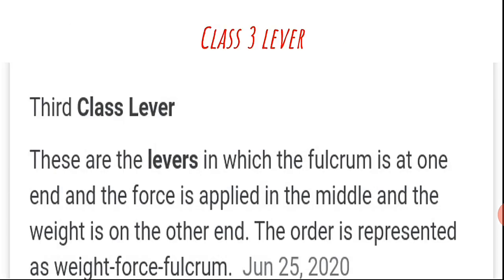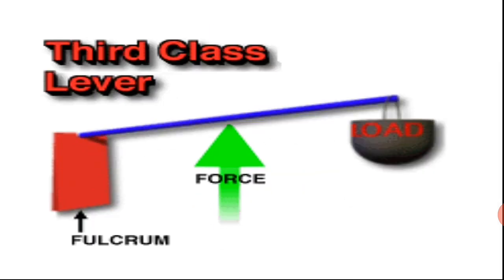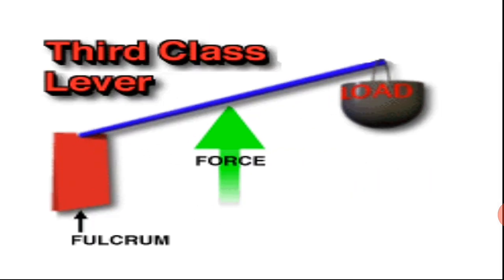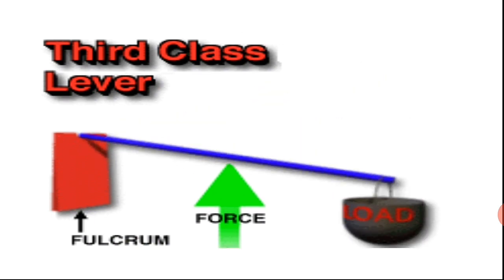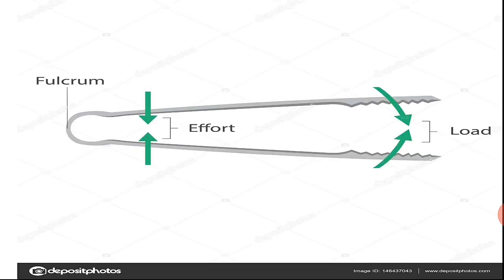Then class 3 lever. In this type of levers, the fulcrum and the load are at the two ends of the lever and the effort is somewhere in between the fulcrum and the load as shown in this diagram. It always acts as speed multiplier. So we have some examples like sugar tongs, foot pedal, knife. You can see this is a pair of sugar tongs.